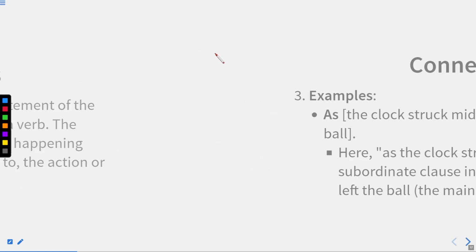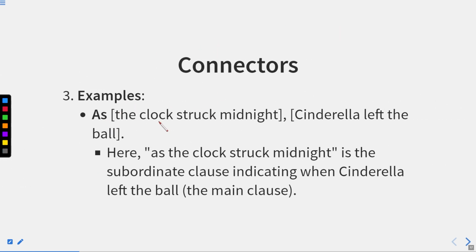Okay, for example, "As the clock struck midnight, Cinderella left the ball." So this is one action. "Cinderella left the ball" is the main clause in which some action is going on, and this action is going on with the clock striking midnight. Here, "as the clock struck midnight" is the subordinate clause indicating when Cinderella left the ball, the main clause.